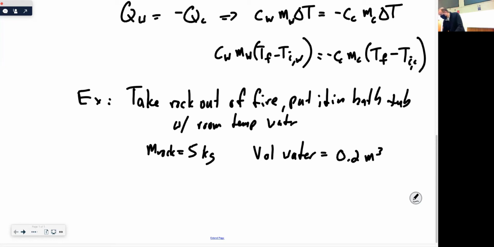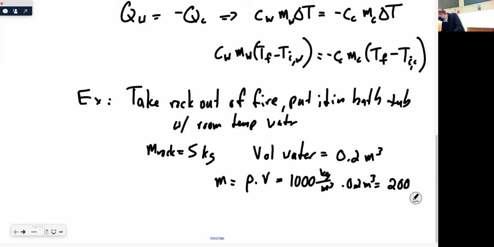So what is the mass? We don't want volume of the water, of course. We want mass of the water. What is the mass of the water going to be? Mass, of course, is just the density of water times the volume. We've got 1,000 kilograms per cubic meter times 0.2 cubic meters. You get 200 kilograms. So already you can see we've got a lot more water here than we have rock. So it's going to be hard to heat this thing up.